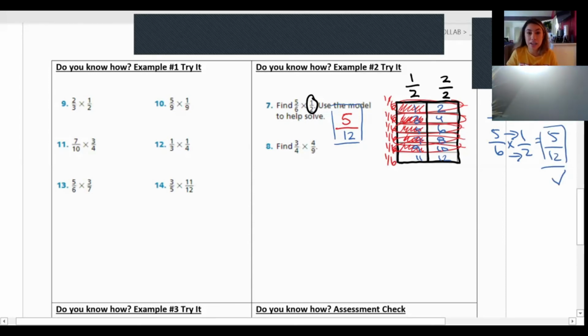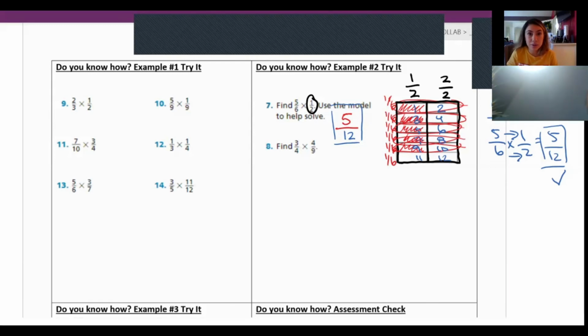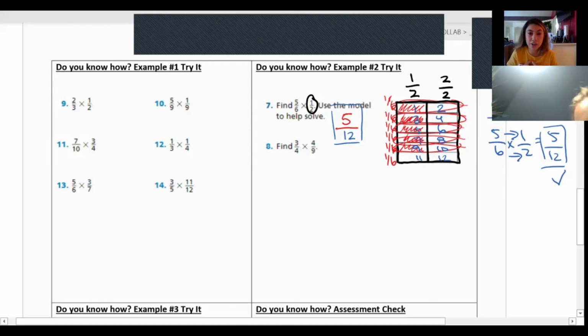So let's look at number 8. They don't want us to use a model, so we're just going to multiply straight across. 3/4 times 4/9. 3 times 4, we multiply both numerators, that gets us 12. 4 times 9, straight across, that gets us 36.